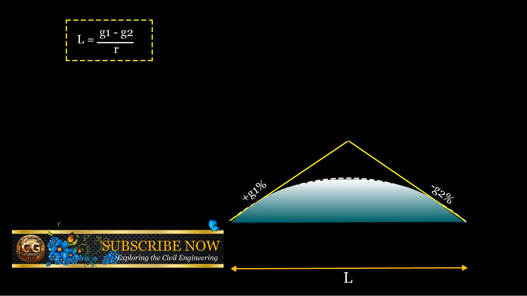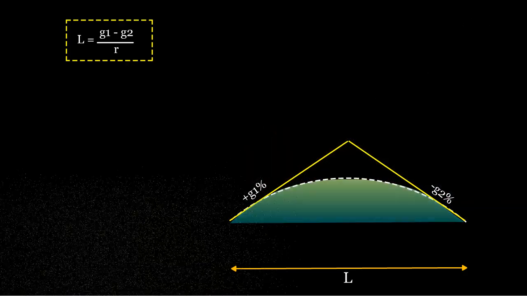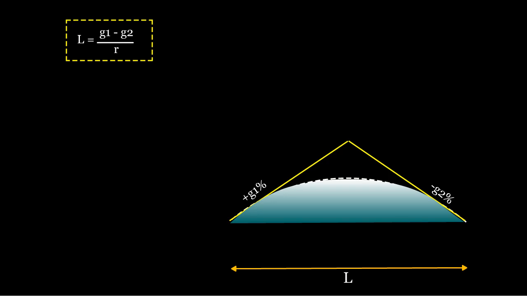Constants used in vertical curves. Vertical curves can be designed using either circular curves or parabolic curves. However, parabolic curves are preferred because they provide a uniform rate of change of grade, ensuring a smoother transition.